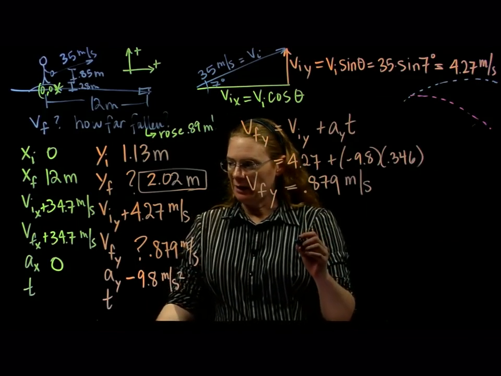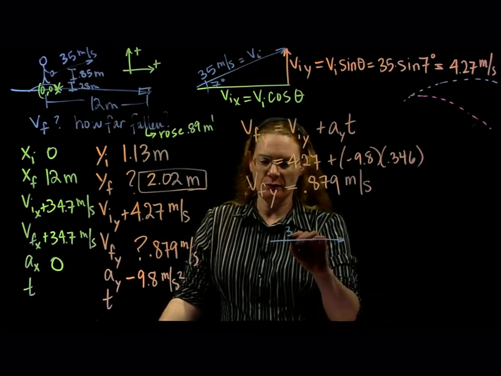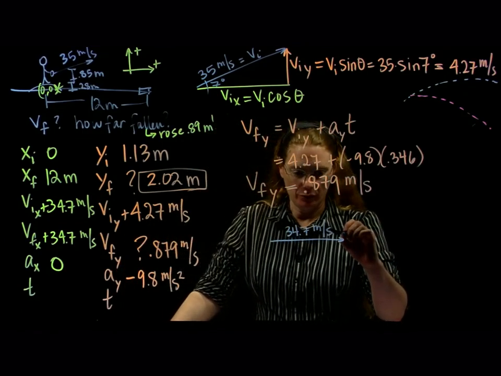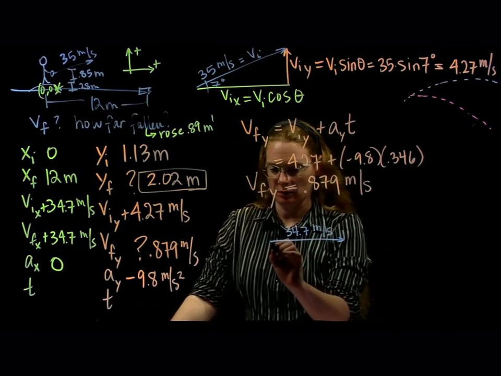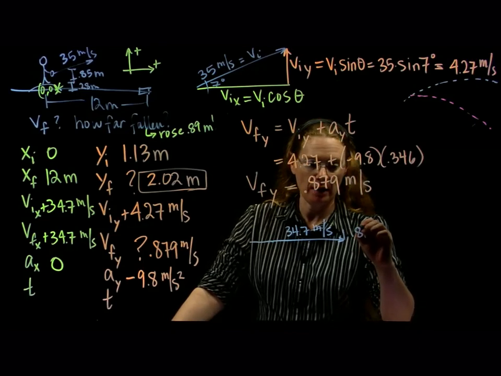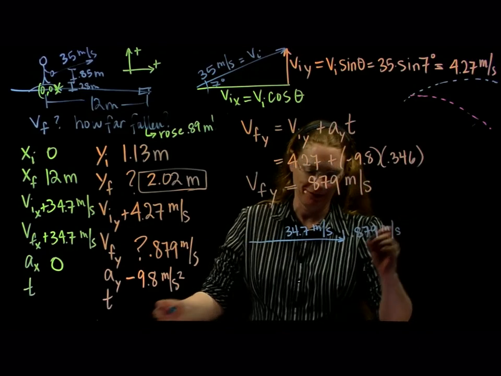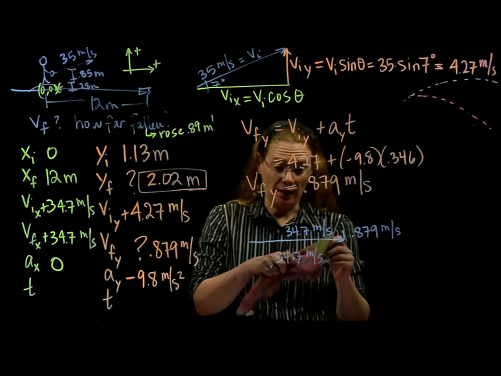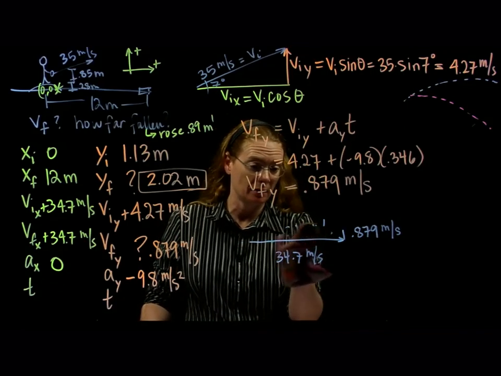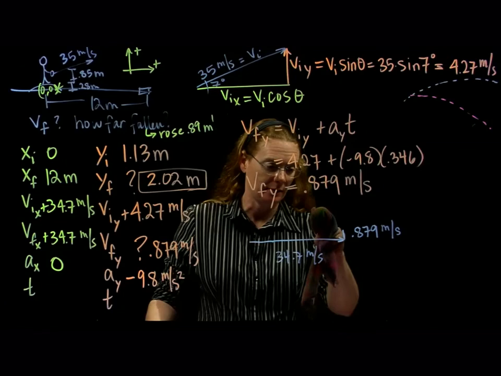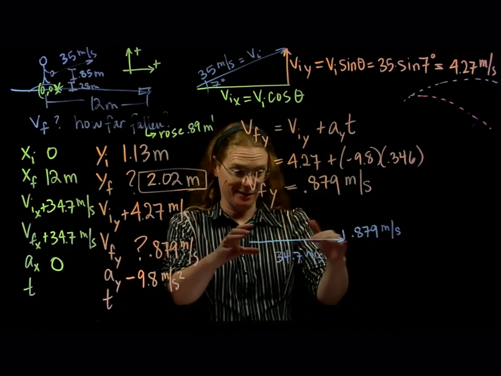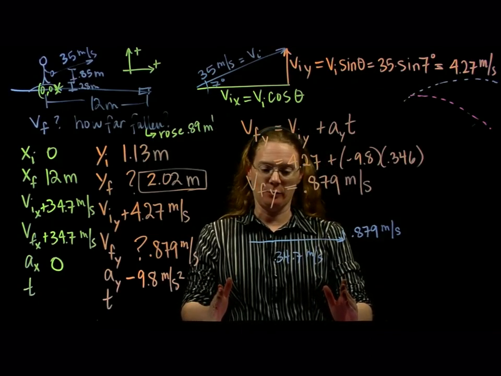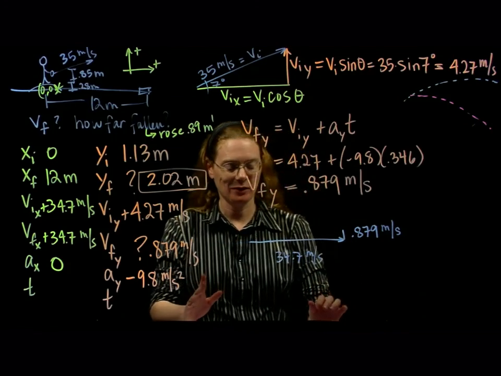We need to put together these 2 into a triangle. I've got v final x, so to the right I'm moving 34.7 meters per second, and up and down I'm at 0.879 meters per second. This is going to be a ludicrous looking triangle. The vector will be really close to 34.7, because on a scale, 34.7 is like centimeters, and the other is less than 1 centimeter. It's going to be tiny.